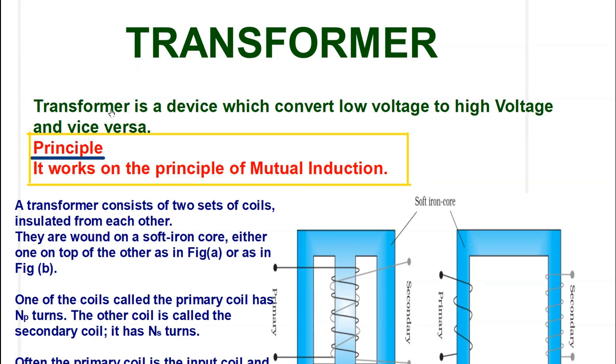Transformer. A transformer is a device which converts low voltage to high voltage and vice versa. Principle: a transformer works on the principle of mutual induction. So what about the construction of a transformer?